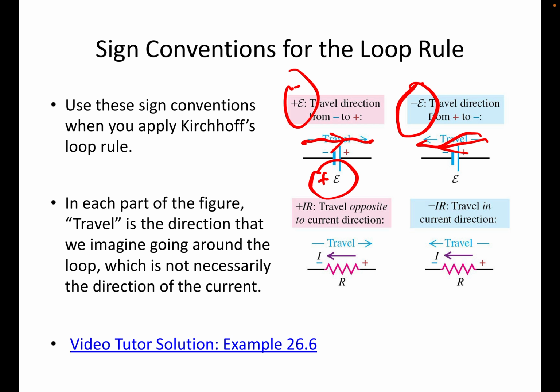Moving across a resistor in the same direction as the current: if the current is this way and we move in the same way, it is a potential drop of negative IR. Moving across a resistor against the direction of current: in this example, current this way, loop this way, is a potential gain of plus I times R.